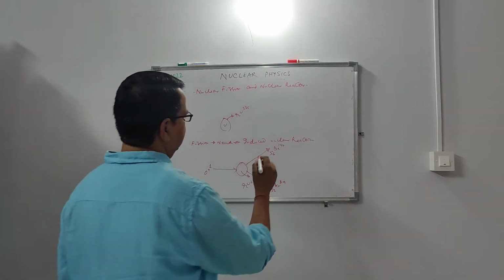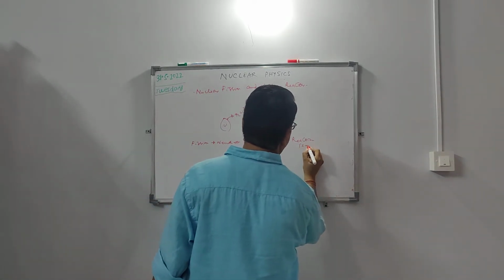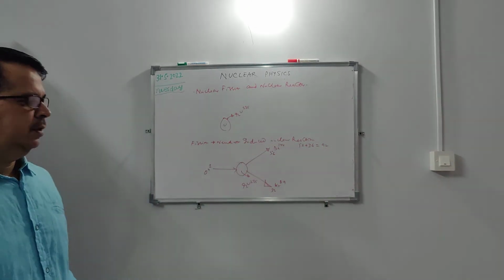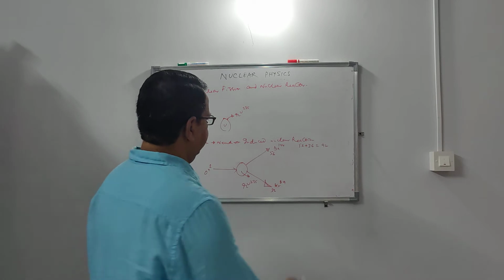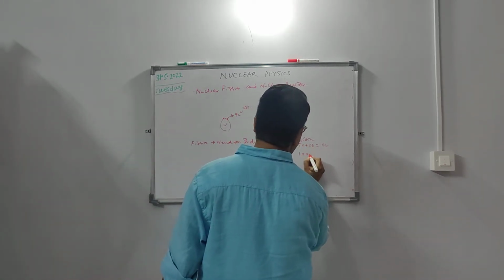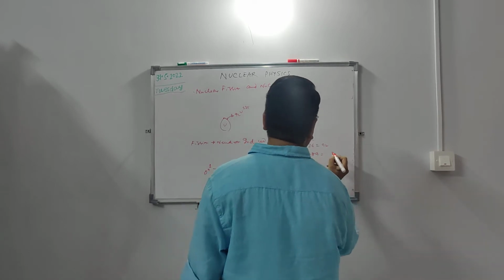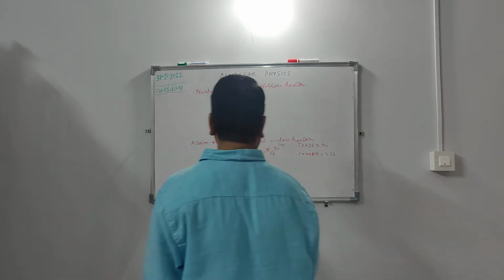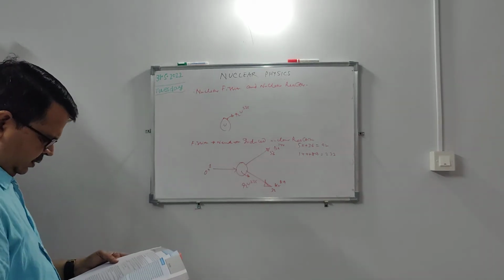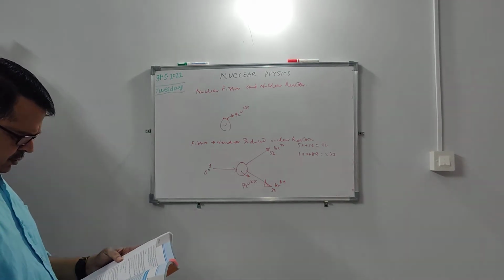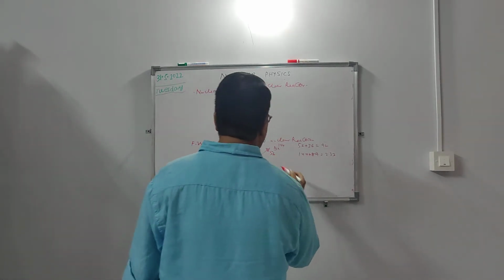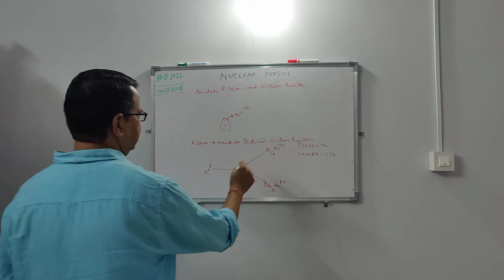So you can see here 56 plus 36 is equal to 92. That remains the same. But your 144 plus 89 becomes 233. Yes, so 233.